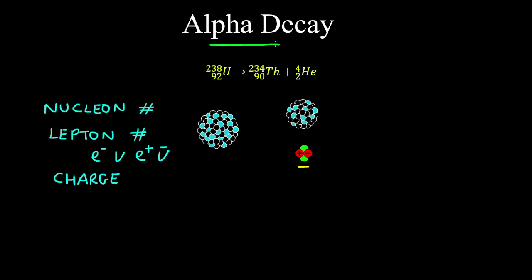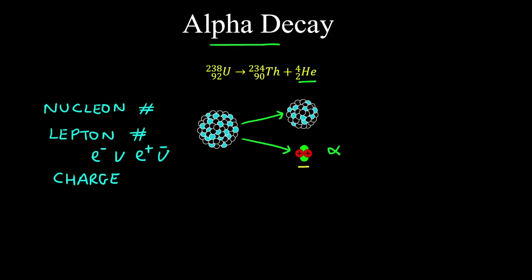Now alpha decay occurs when a nucleus ejects an alpha particle. So for example, we have a uranium-238 nucleus decaying into thorium-234. So we end up with a smaller nucleus, and an alpha particle is also ejected. So recall the alpha particle is a helium-4 nucleus with 2 protons and 2 neutrons.